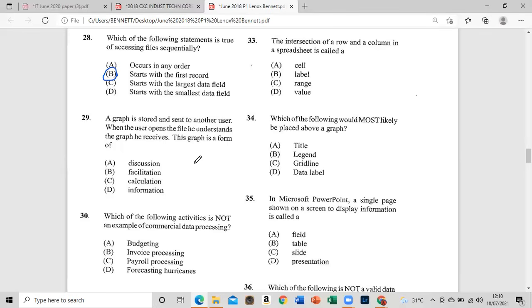Let's move on to 29. A graph is stored and sent to another user. When the user opens the file, he understands the graph he received. This graph is a form of, is it discussion, facilitation, calculation, or is it just information? This one was pretty straightforward. So it's just information. 30.